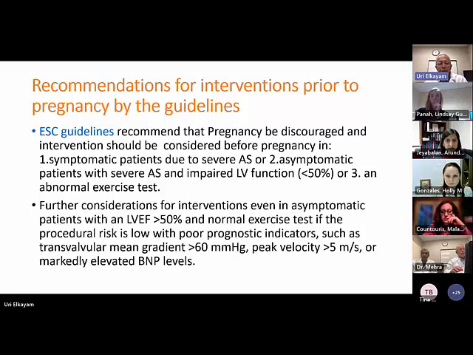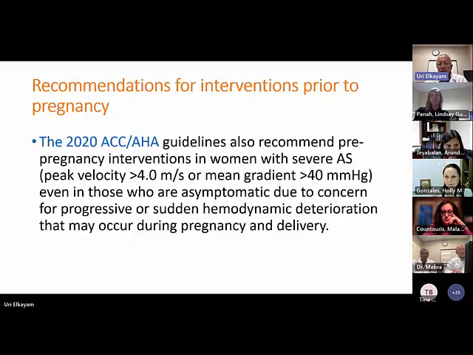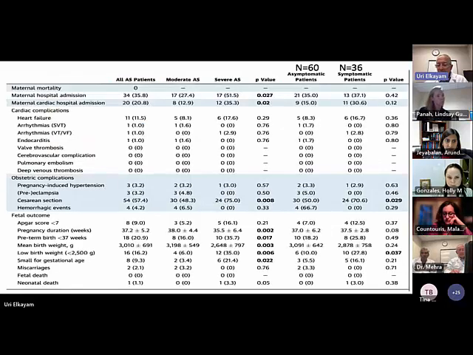Recommendation for interventions before pregnancy. The European Society of Cardiology says the patient is either symptomatic or has LV dysfunction, but also the patients who are not symptomatic and have normal left ventricular function, they say if the gradient is actually high enough, over 60, then you should consider an intervention. The American College of Cardiology is even more aggressive in terms of intervention before pregnancy. They draw the line at 40 millimeters of mercury as a mean gradient, and basically say that you do this in anticipation of worsening. That means an introduction of a concept which is prophylactic surgery before the pregnancy.